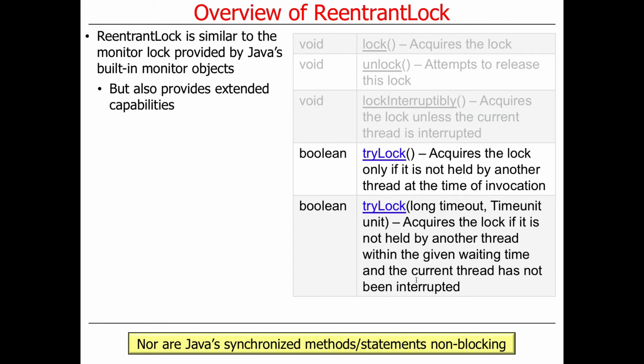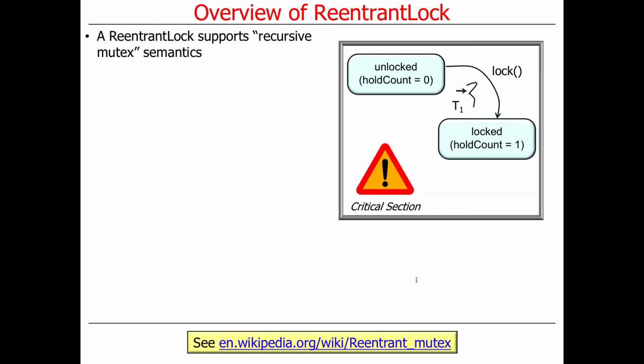There's also a couple of non-blocking methods, try lock that doesn't take a timeout, and try lock that does take a timeout. And note that none of Java's synchronized methods or statements are non-blocking. They always block until they get the lock, and they can't be interrupted. So that starts to give you a sense of why people increasingly don't use synchronized statements and methods in Java, but instead prefer to use the ReentrantLock because it's more powerful and gives you more features and more options for flexible and responsive code. The other thing that ReentrantLock does is it supports so-called recursive mutex semantics.